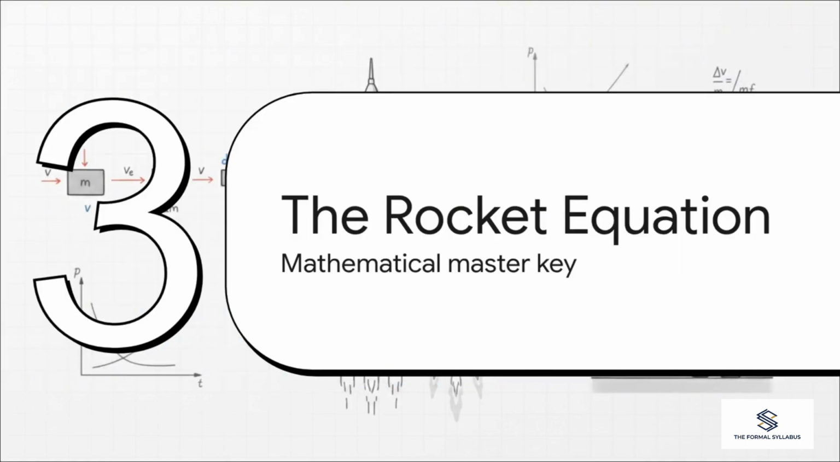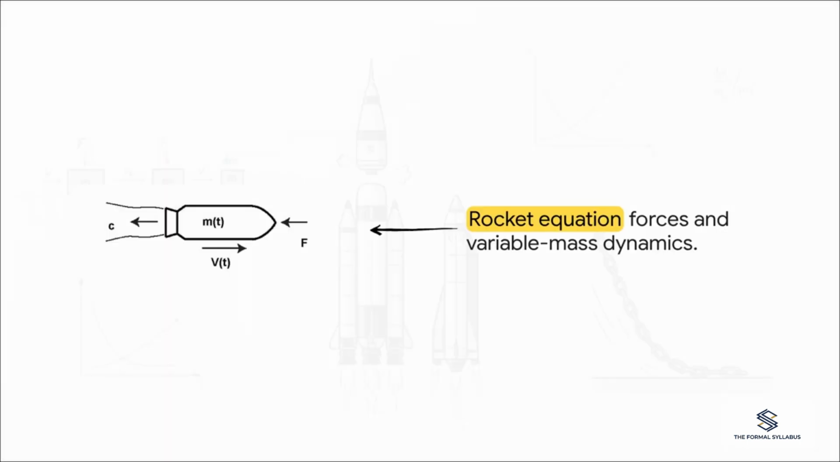Now that we know why continuous mass ejection is basically the ultimate propulsion life hack, we need to look at the math. Section 3, the rocket equation, mathematical master key. Think of the fundamental action like this. A rocket expels mass backwards at a constant exhaust velocity just to generate forward thrust. Because the vehicle's mass is constantly decreasing as it literally burns through its fuel, the rocket accelerates faster and faster. It's essentially pushing against its own high-speed exhaust gas.